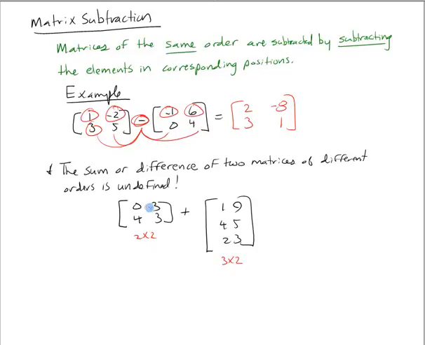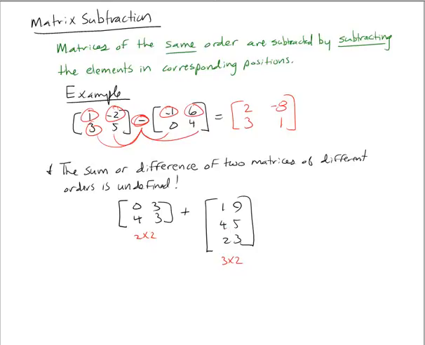But more importantly, even if we did think they were of the same order, how would I combine the corresponding elements? It looks like 0 corresponds to 1, 3 corresponds to 9, 4 corresponds to 4, 3 corresponds to 5, but then what corresponds to the 2 and the 3? It wouldn't make sense. So you cannot add or subtract matrices unless they are of the same order.